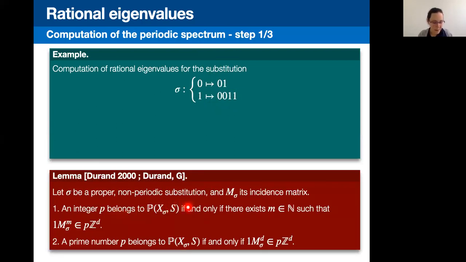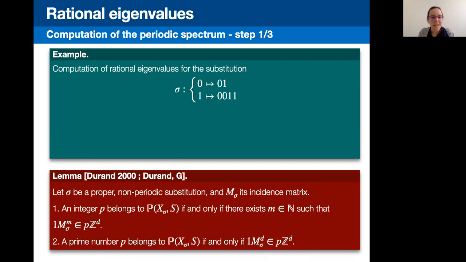So in the case of a proper non-periodic substitution with incidence matrix M sigma, we will focus on the second part of this lemma. The fourth part will be used a little bit later in this talk. So we will have that a prime number P belongs to the periodic spectrum if and only if we have that the vector 1 left multiplied by M sigma to the D belongs to P Z to the D. M sigma to the D is the matrix of sigma to the D. And if we left multiply by 1, this is equivalent to computing the length of all the images of letters by the substitution sigma to the D. So this property means that if we take sigma to the D, all the images of letters are multiples of P.